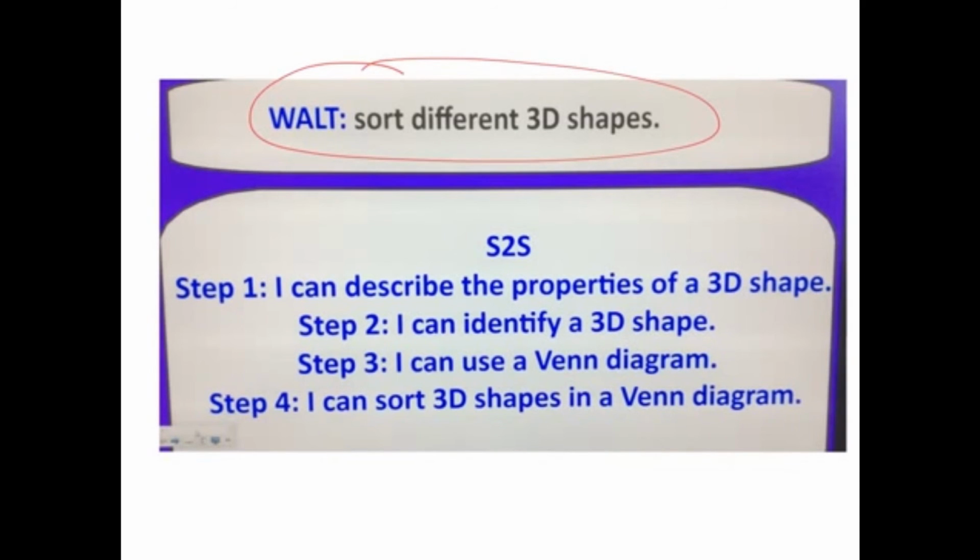So, step 1: I can describe the properties of a 3D shape. Yeah, we know we've got vertices, faces, and edges. Step 2: I can identify a 3D shape. Well, yeah, we knew a square-based pyramid and we knew a cylinder, so we can tick that off. Step 3: I can use a Venn diagram. Yeah, I think I explained how to use a Venn diagram. Step 4: I can sort 3D shapes in a Venn diagram. Yeah, and we've managed to do that pretty successfully. So we've managed to do step 1, step 2, step 3, and step 4, which means we've met this target and we can sort different 3D shapes using a Venn diagram. Awesome!